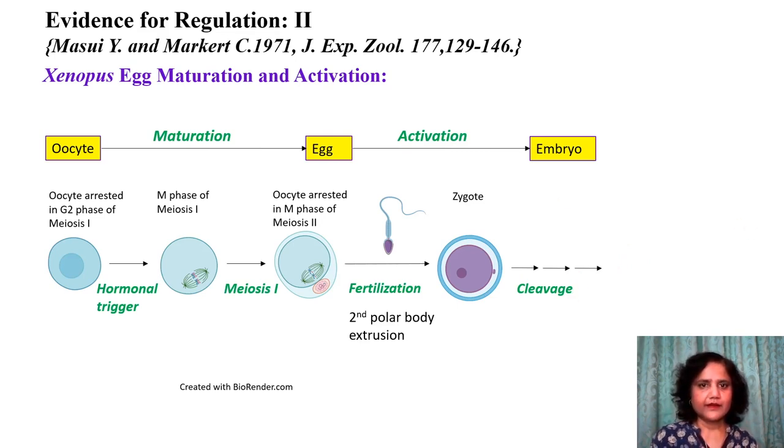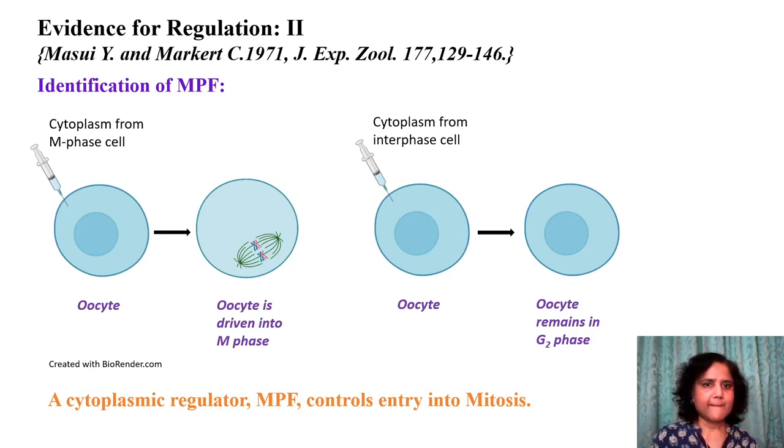All right, so using this system, the scientists Masui and Markert performed an experiment trying to test whether there are regulatory factors present in mature oocytes. And one thing to remember is that because of the large size of this cell, it can be micro-injected with various test substances by experimentalists.